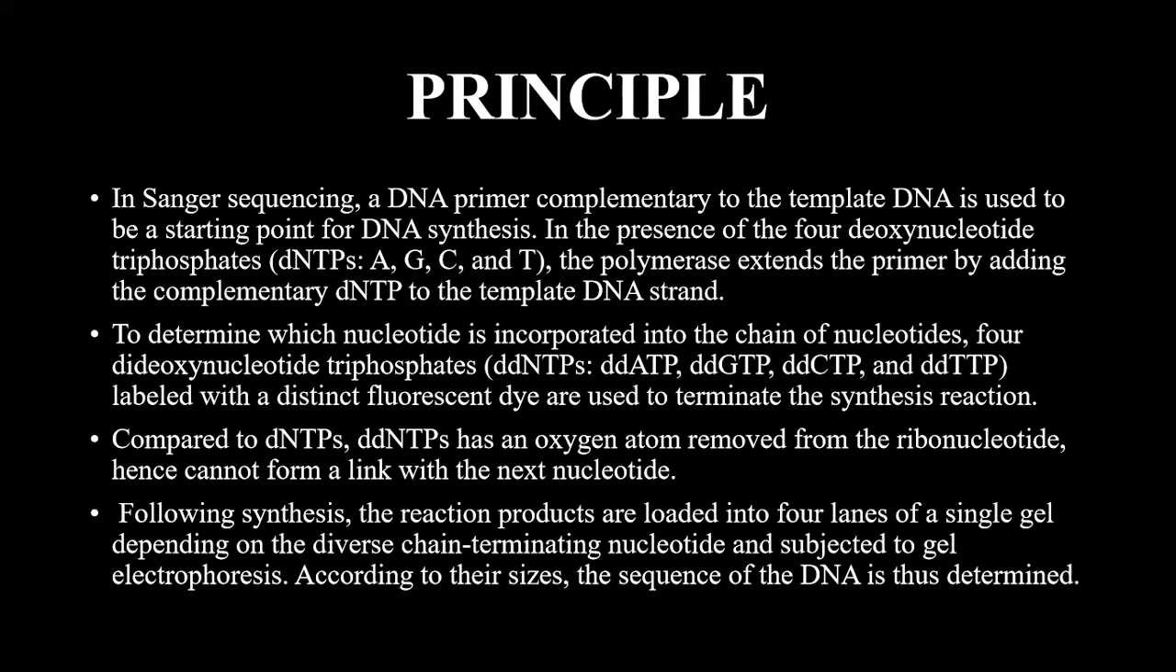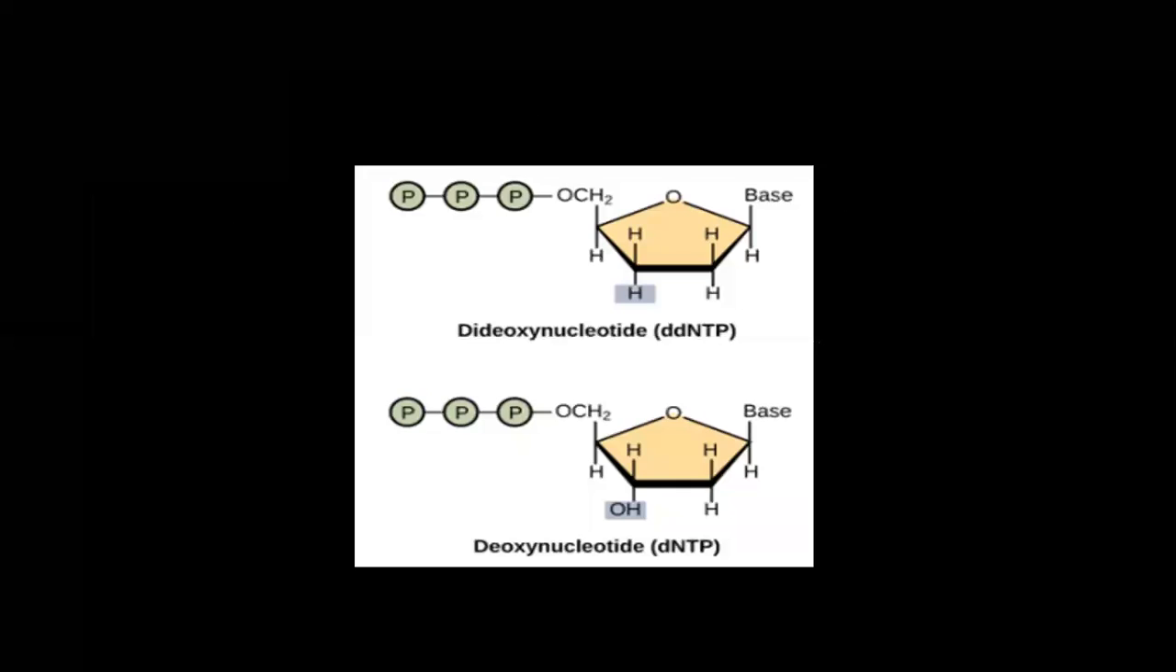Following the synthesis, the reaction products are loaded into 4 lanes of a single gel, depending on the diverse chain terminating nucleotide, and are subjected to gel electrophoresis. According to their sizes, the sequence of the DNA is thus determined. So this is a structure of a ddNTP and a dNTP. Here we can see the absence of an oxygen molecule in a ddNTP.